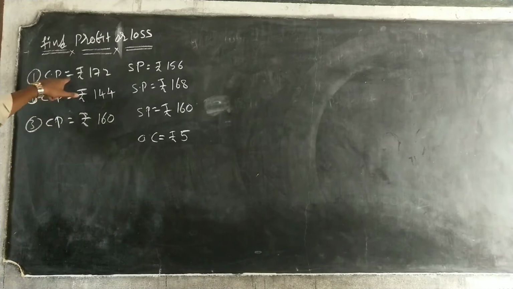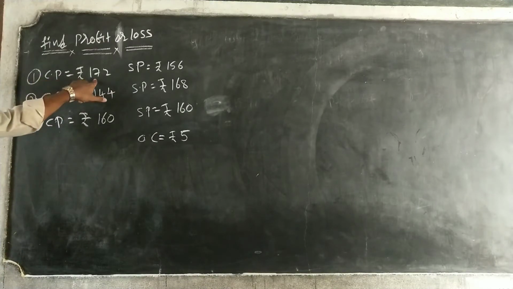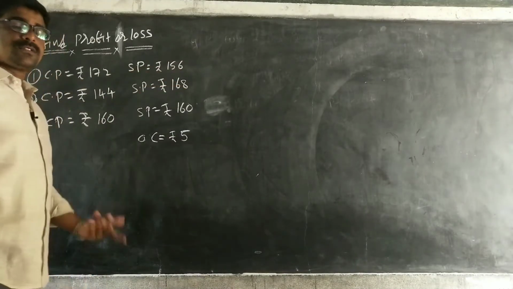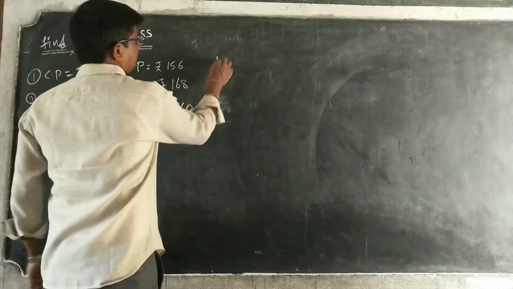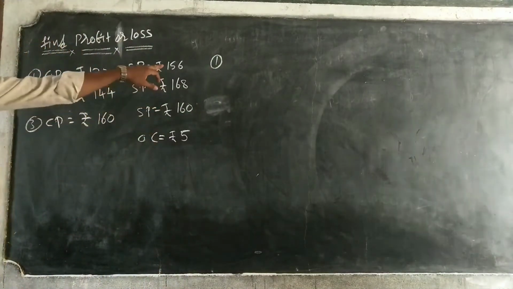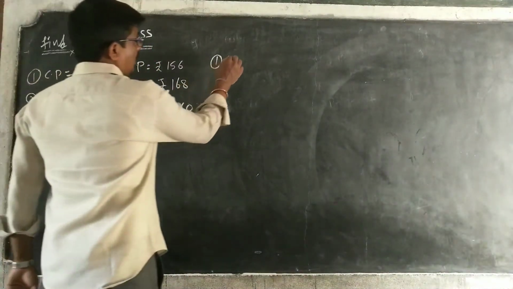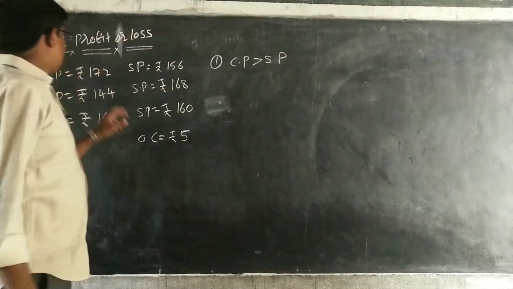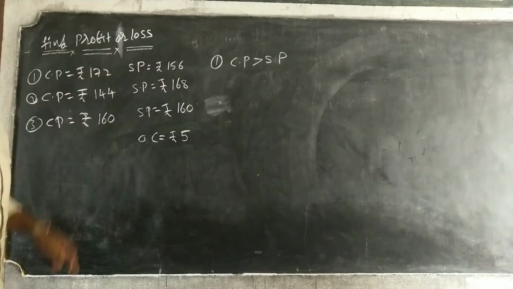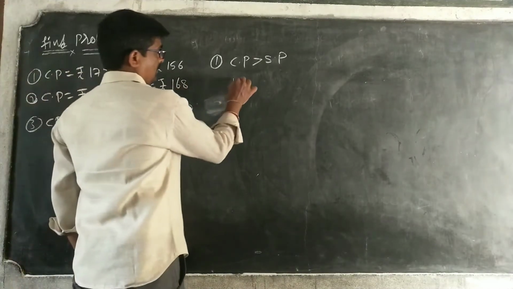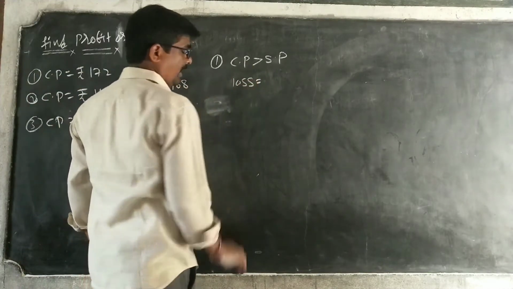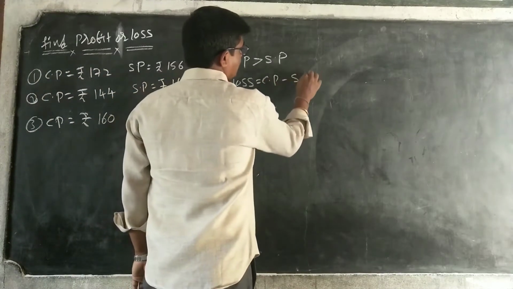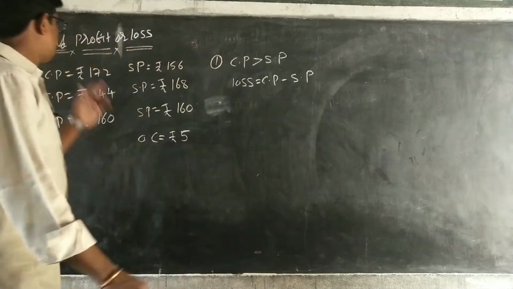Next, find profit or loss. First, the cost price is given as rupees 172. Selling price is rupees 156. So observe here: the cost price is greater than the selling price. So he got a loss. How much loss? We have to find loss, which is equal to cost price minus selling price. What is the cost price?